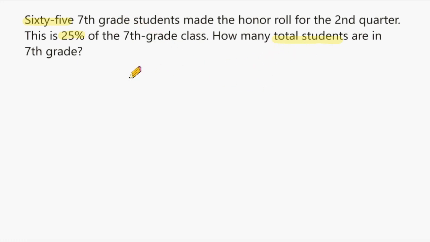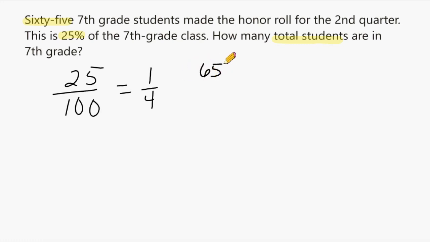Well, it is given in the problem that the 65 represents 25% of the total class. Now, we could just use a little bit of mental math here. Because we know that 25% is the same thing as 25 out of 100, we should know that 25% is equivalent to 1/4. And anything that represents 25% of something is exactly 1/4 of that total. So we could say that 65 is 1/4 of whatever its total is.